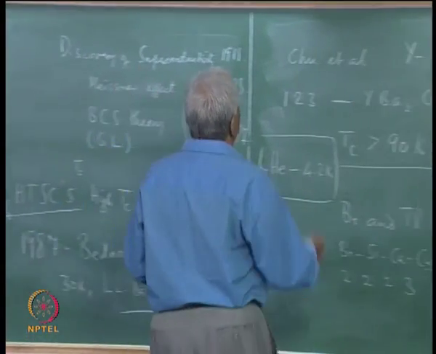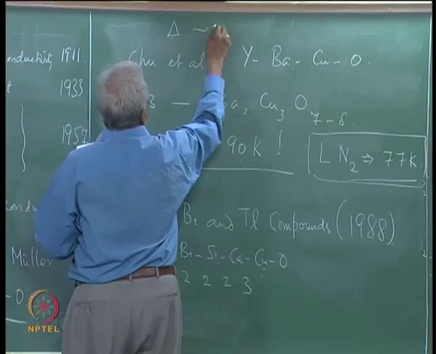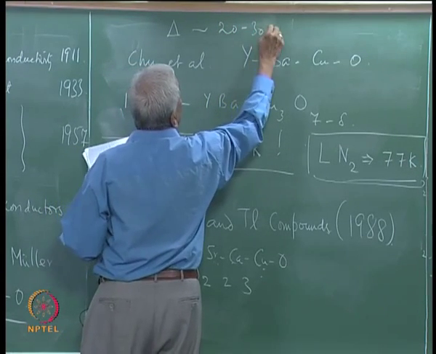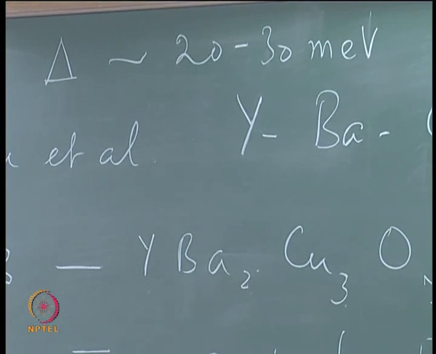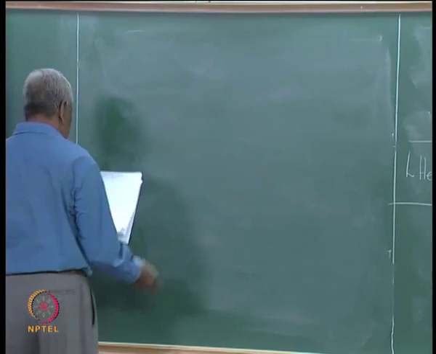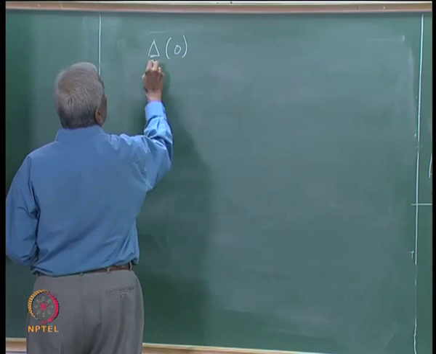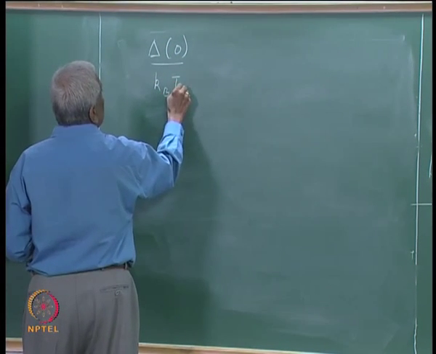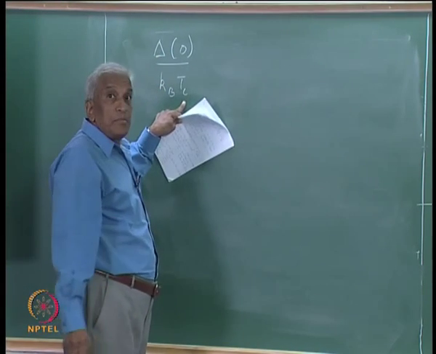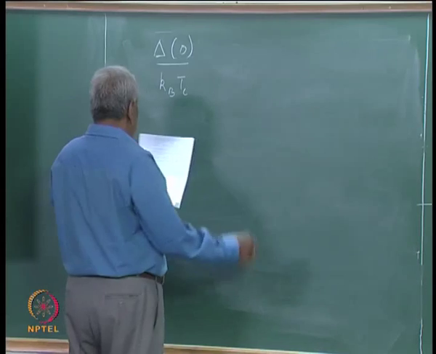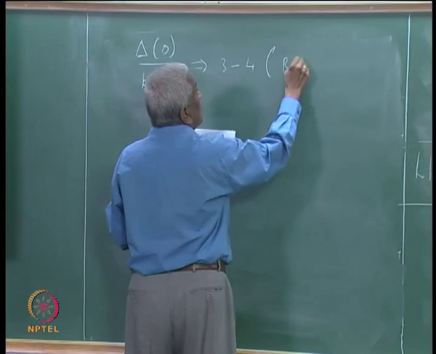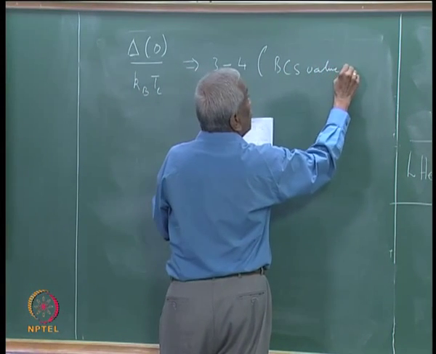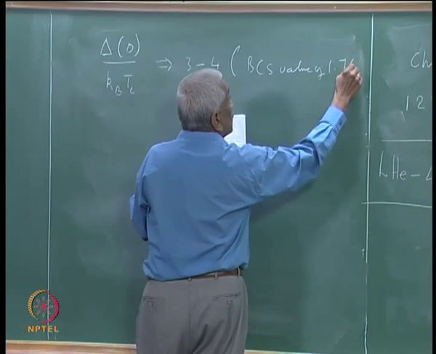The energy gap in these cases is in the range of 20 to 30 milli electron volts, and in order to understand the mechanism of pairing, whether it is the BCS type, it is necessary to find the ratio delta 0 by kBTc, the energy gap at 0 Kelvin divided by the Boltzmann constant times the transition temperature. This is in the range of 3 to 4, as against the BCS value of 1.764.